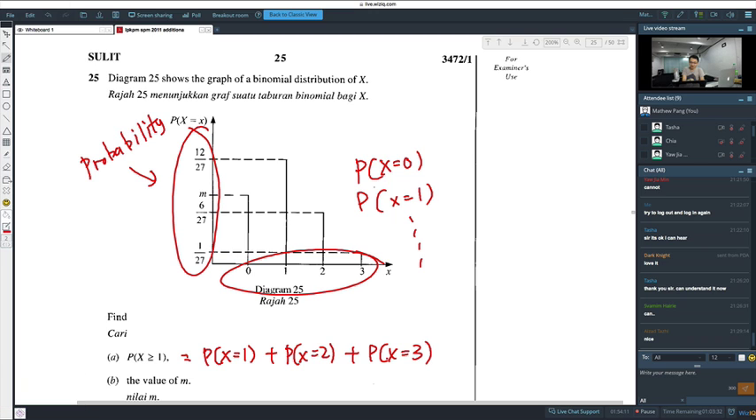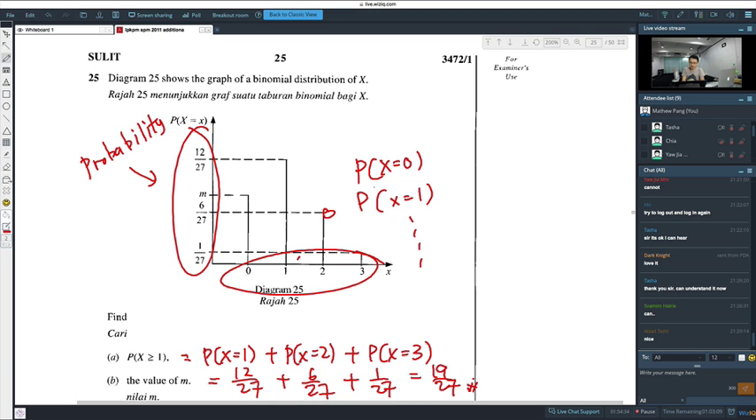Okay, but then of course this is not the answer. They ask for probability. So when x equals 1, I actually get 12 over 27. When x equals 2, I actually get 6 over 27. When x equals 3, I actually get 1 over 27. 18, 19. So it's 19 over 27.